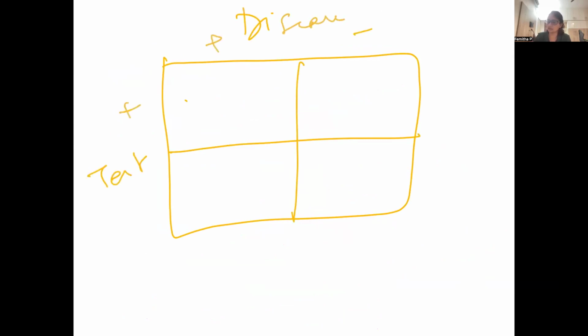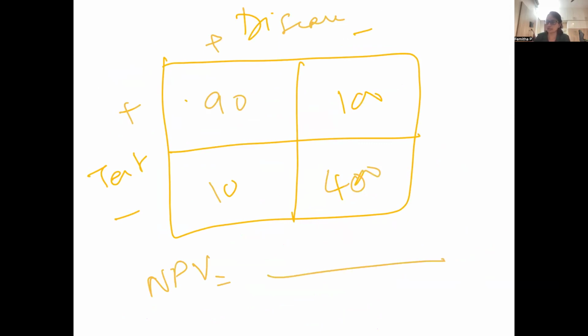So again, I'm repeating because I lost it. So you got 90, 10, 400, 100. Okay. So NPV is equal to, of all those who got test negative, that is 400 plus 10, 410, how many of them do not have the disease? That is 400. So 400 divided by 410 into 100. That is your negative predictive value.